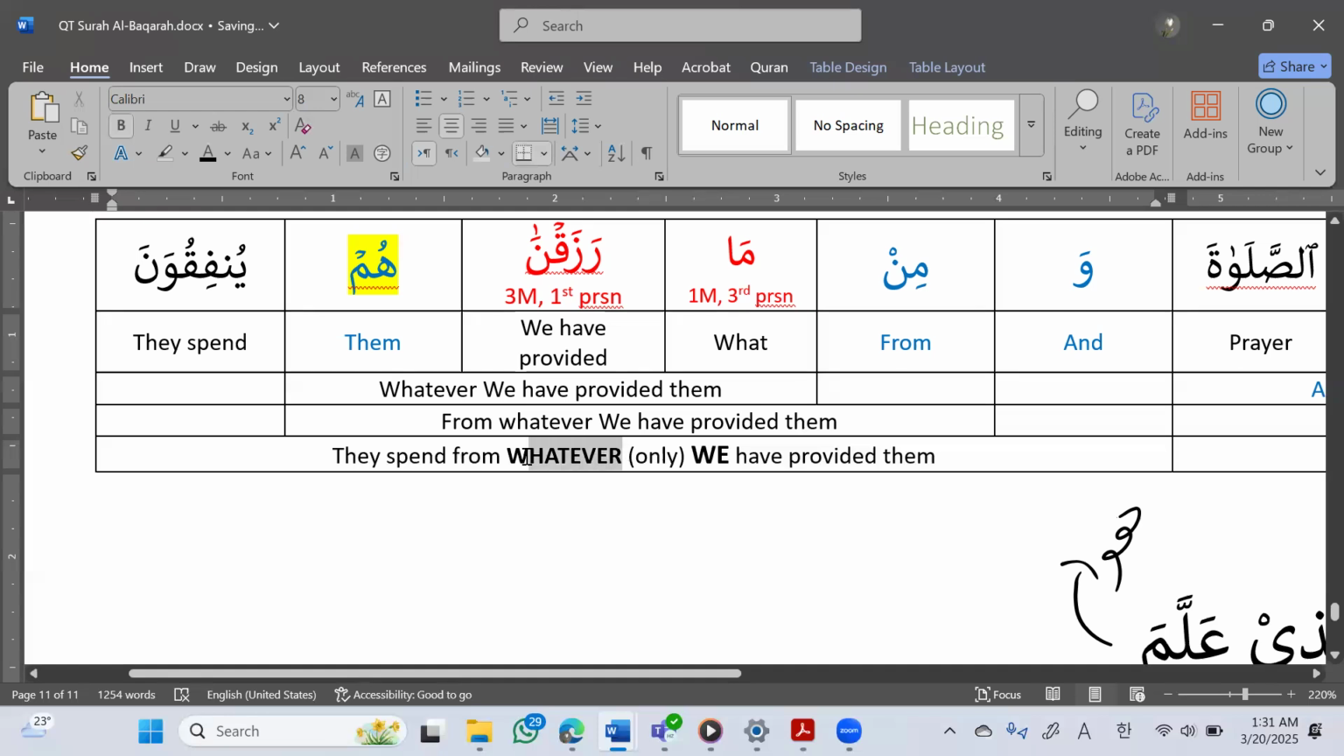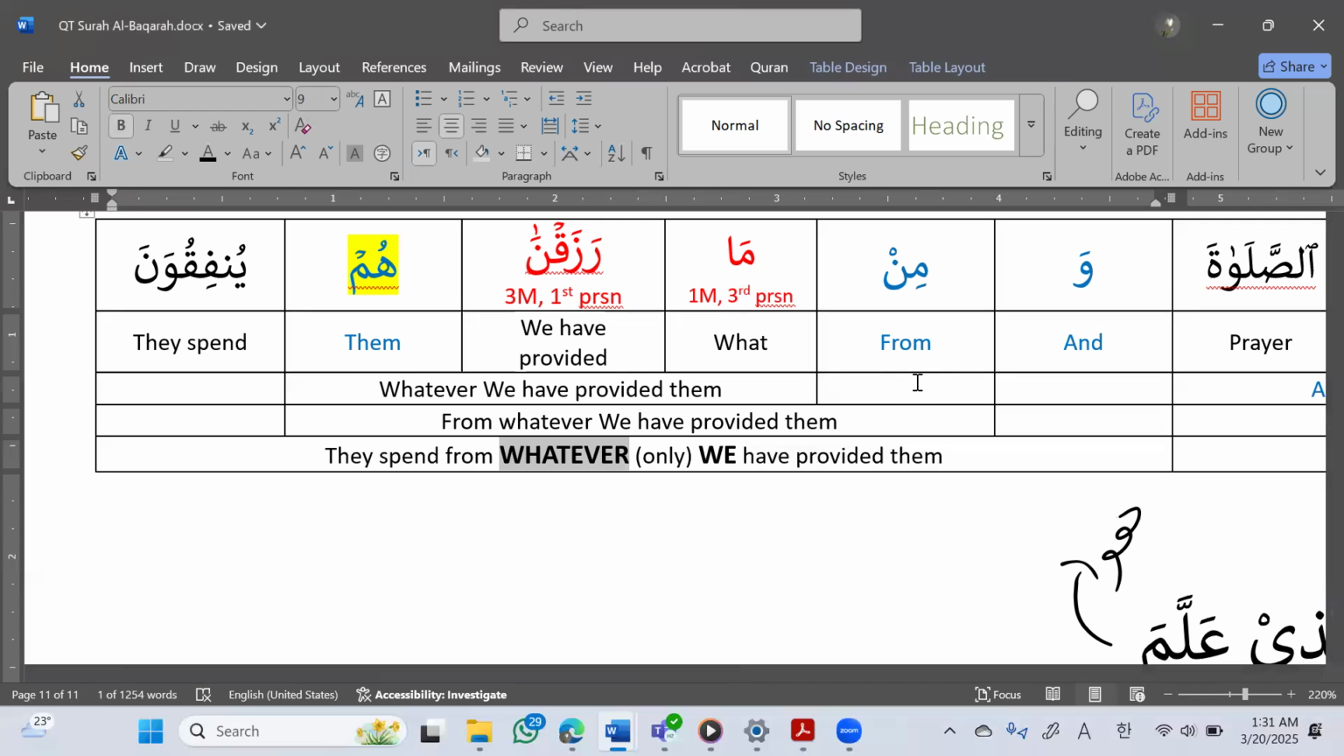I mean, both work, because we are given different things by Allah Subhanahu wa Ta'ala. Some are given more wealth, and some are given, maybe, intelligence or something, and they spend from whatever Allah has given to them, which is very beautiful, mashallah.